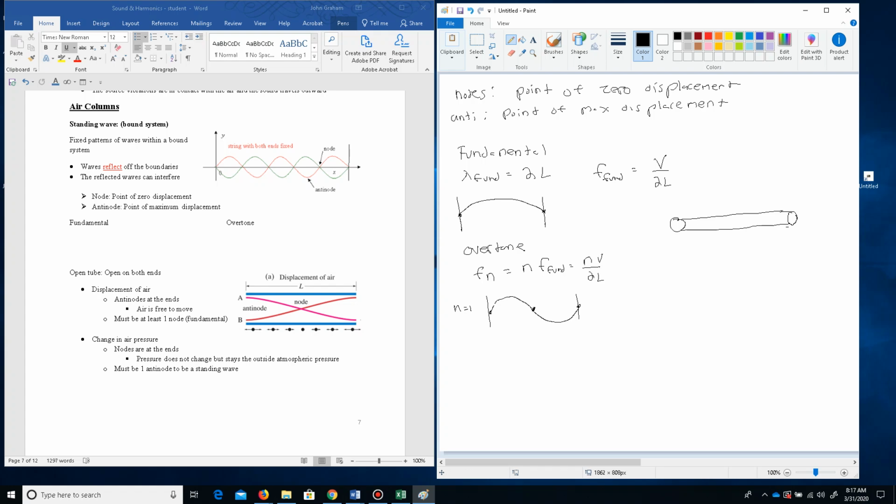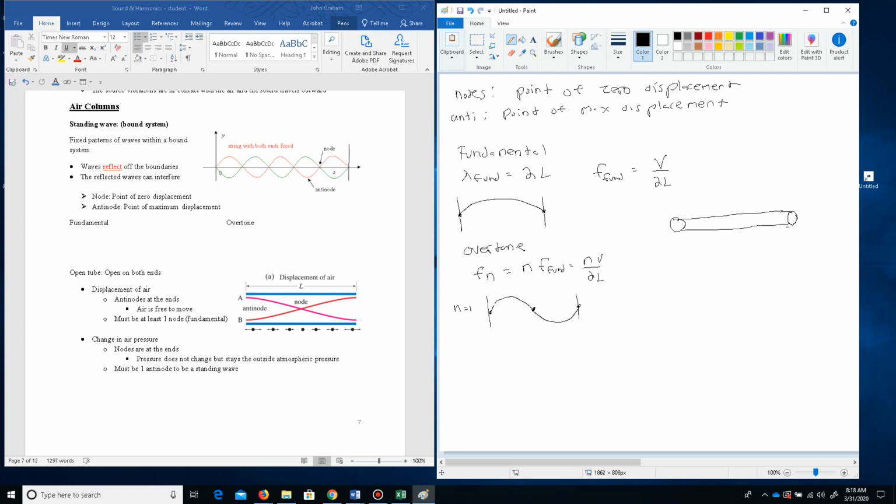With that, you'll have antinodes on both ends, because the air can move in and out. So it's going to be a maximum displacement here. The air is free to move. There has to be at least one node for it to be the fundamental, and that node is going to be at the center.